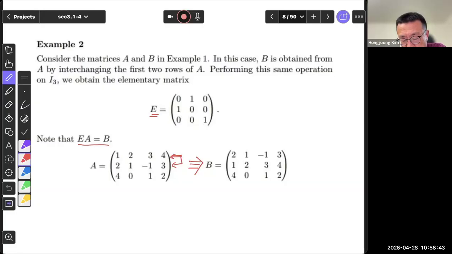By interchanging the first two rows in A matrix. So you can perform the elementary row operation directly on A matrix, or you can perform the row operation on the identity matrix, not on A matrix, to derive this E matrix, some elementary matrix. And then when you multiply E to A, you get B matrix.